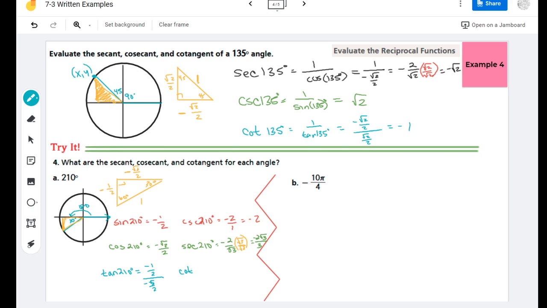So my cotangent of this thing is going to be negative root 3 over 2 divided by negative 1/2. And that's what I'm actually going to keep, change, flip here. So negative root 3 over 2, change this division to multiplication, and flip 1/2 to be negative 2 over 1. So my 2's cancel out, my negatives cancel out, and I'm left with positive root 3 over 1, which is just root 3.